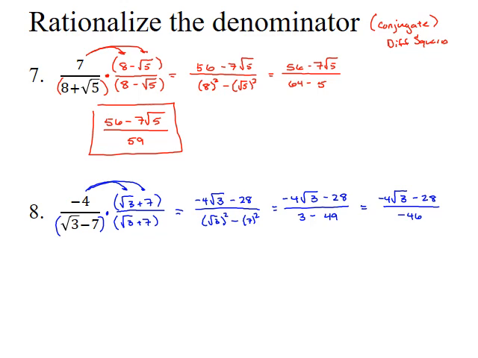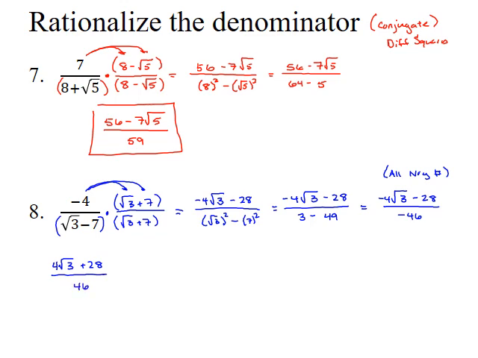The first thing I notice is that they are all negative numbers. Since all three terms, the 4 root 3, the 28, and the 46, are all negative, you can just get rid of all the negatives. They all end up canceling each other out. So you can write this as 4 square roots of 3 plus 28 all over 46.